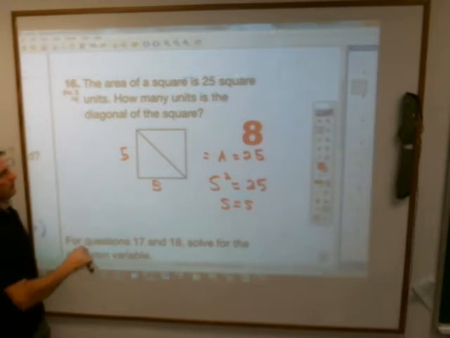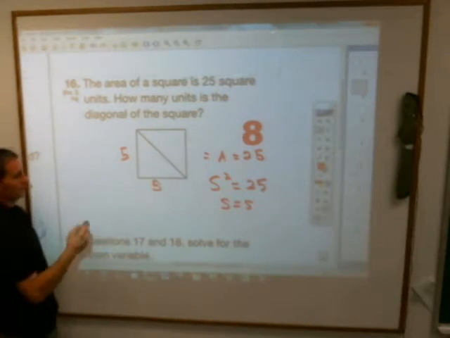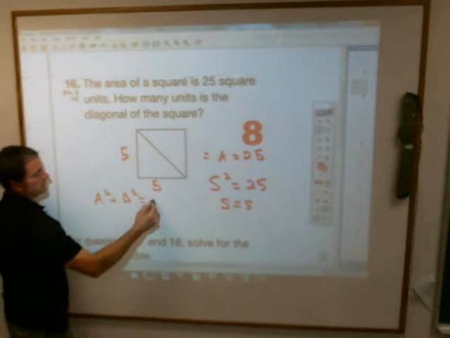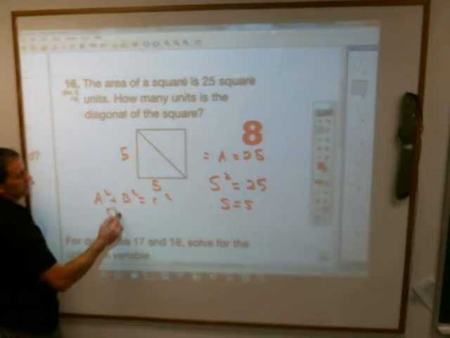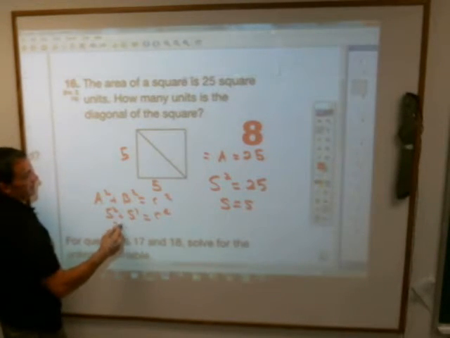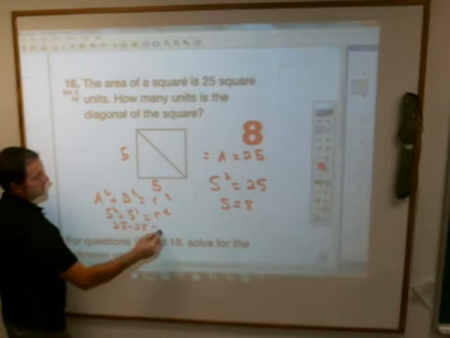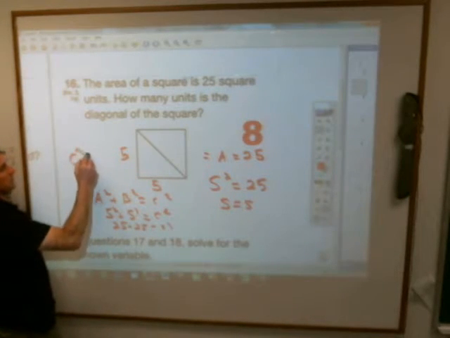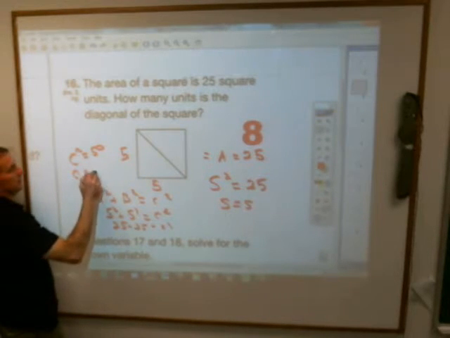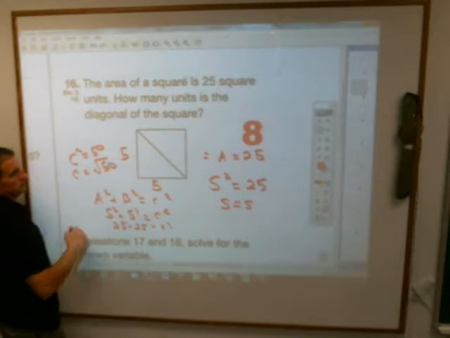How do I find the diagonal? It's going to have to be the diagonal of a squared plus b squared equals c squared. 5 squared plus 5 squared equals c squared, 25 plus 25, c squared. C squared equals 50. C equals the square root of 50.